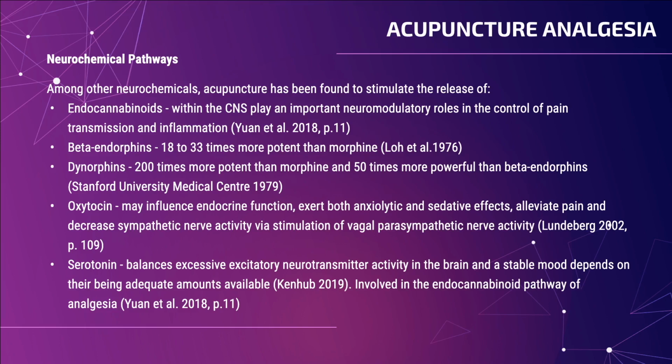There's also oxytocin, which may influence endocrine function, exert both anxiolytic and sedative effects, alleviate pain, and decrease sympathetic nerve activity via stimulation of vagal parasympathetic nerve activity. So that's probably one neurotransmitter that acupuncture is well known to stimulate the release of, which is oxytocin.